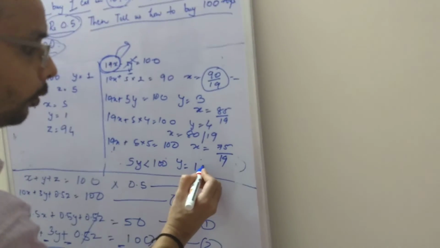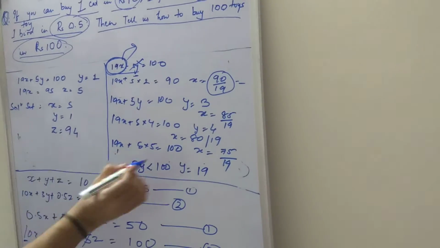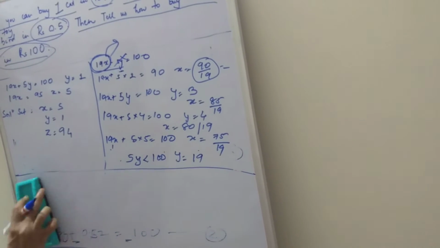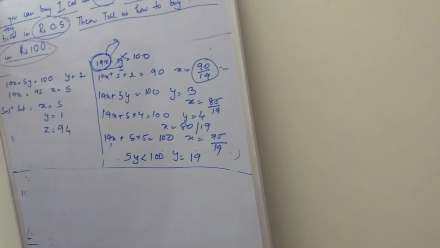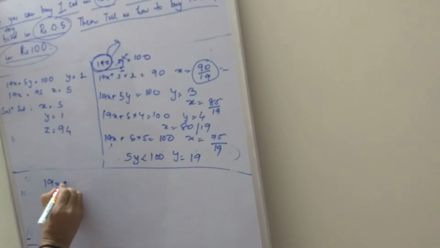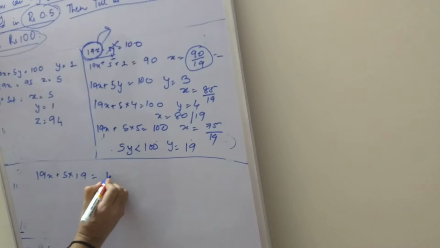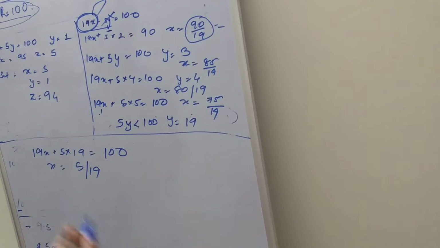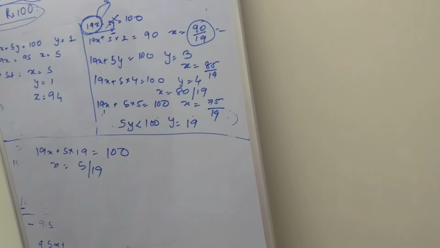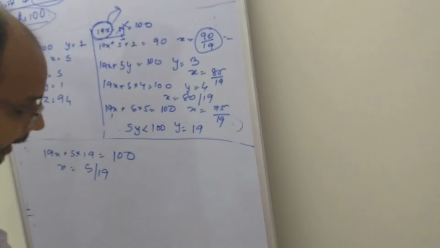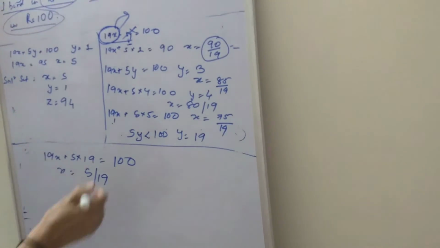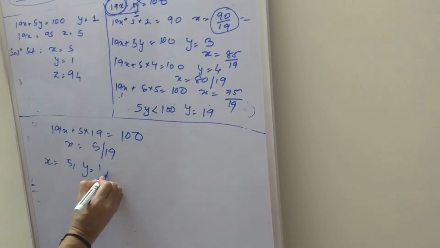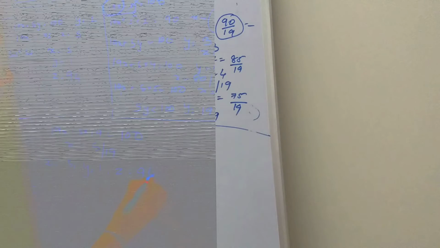So you can go up to y is equal to 19. Let's assume your y is 19. Now if your y is 19, then your equation is 19x plus 5 into 19 is equal to 100. Now x becomes 5 by 19. Again, not a solution. So you will see by trial and error that the only possible solution is x is equal to 5, y is equal to 1, z is equal to 94.